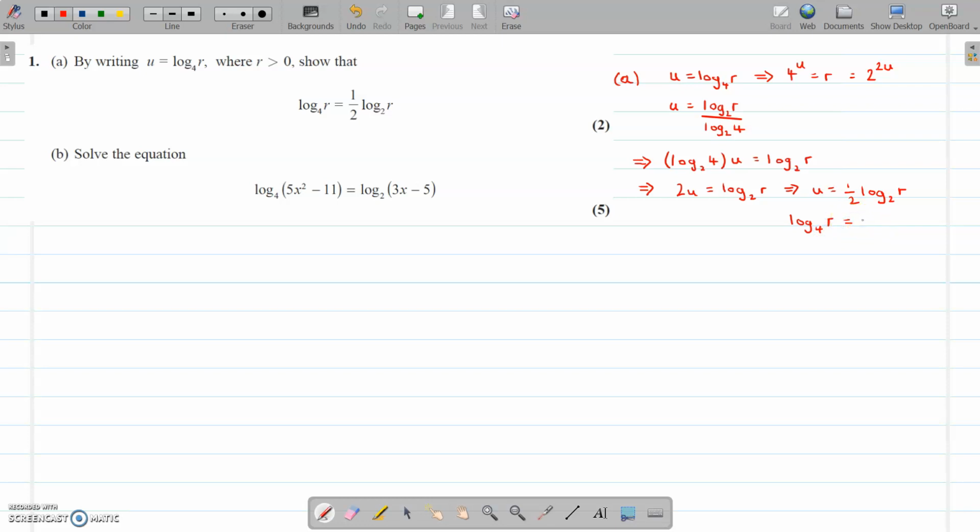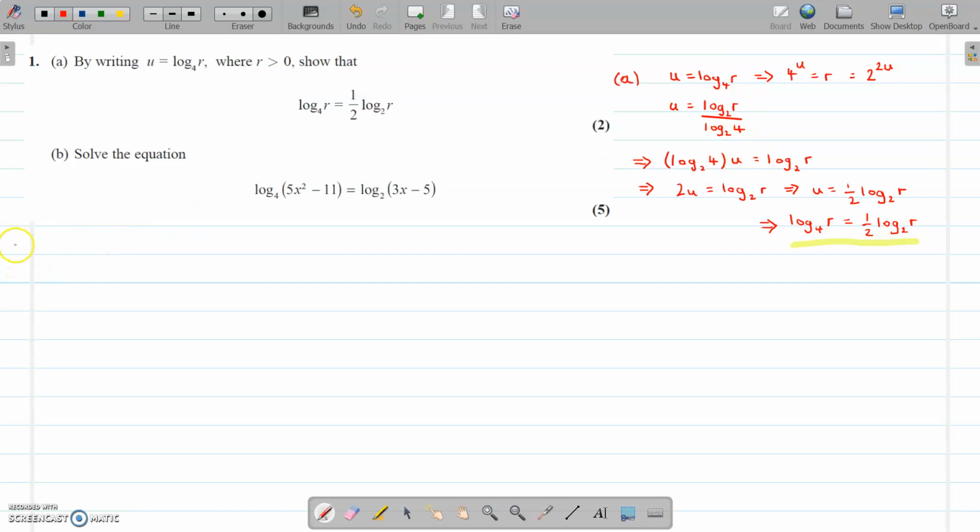Equals a half log to base 2 of r. Okay, so that is the result I had to prove, and step by step it's been done there. Okay, good. So that is part A for 2 marks. And that's just really using some of the fundamental rules of logarithms, the basic definition, the fact that it's the inverse of a power, the fact that you can change the logarithm base, and so on.